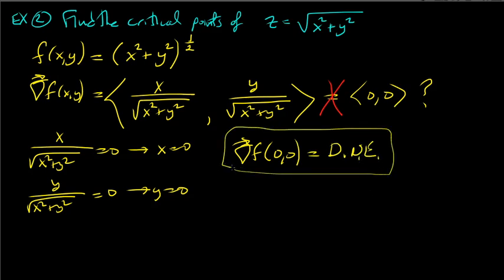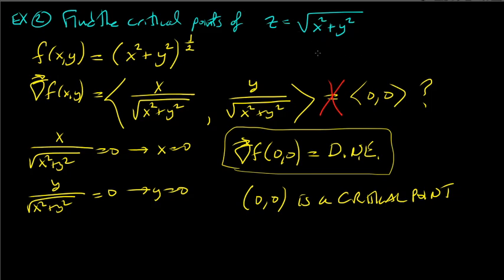However, that's the second condition, right? If the gradient does not exist, then you get a critical point. So (0, 0) is a critical point, but not because the gradient is 0, not because both partial derivatives are 0. In fact, both partial derivatives fail to exist. But that's what makes it a critical point.